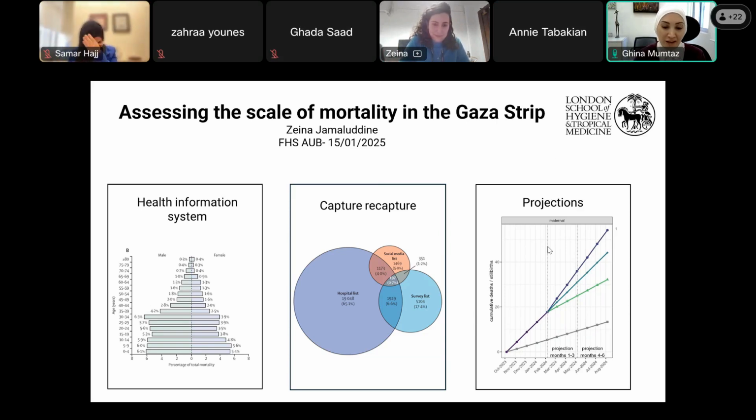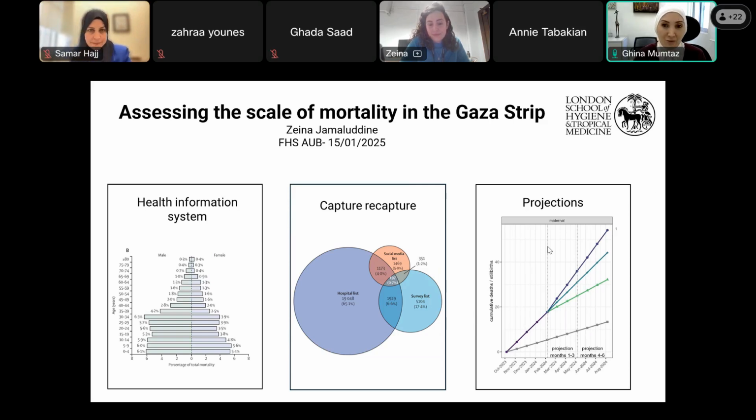And it's a pleasure actually today to start this semester with a very timely and important topic, where Dr. Jamaluddine will be presenting most recent estimates of mortality in the Gaza Strip. And these are findings that are fresh from the oven, as you will see with the recent publication in The Lancet.